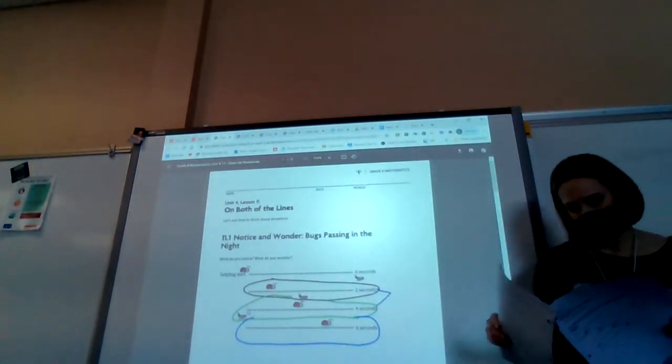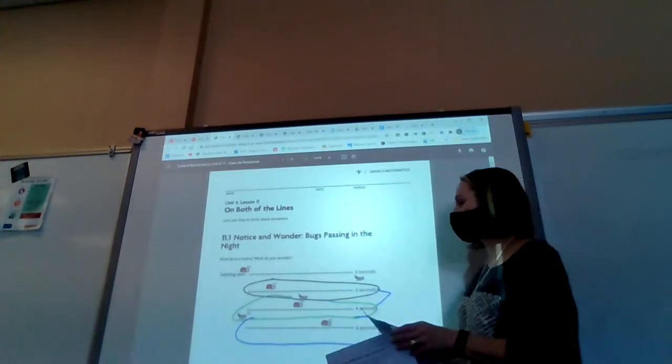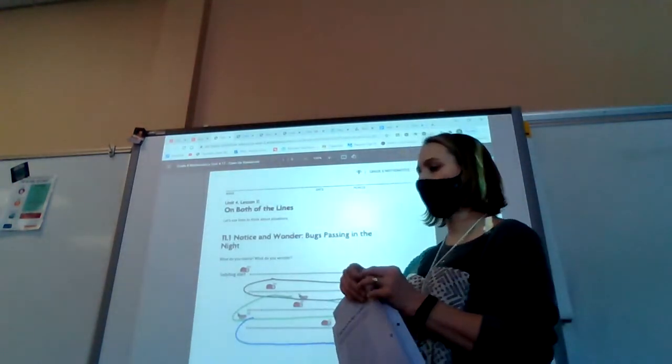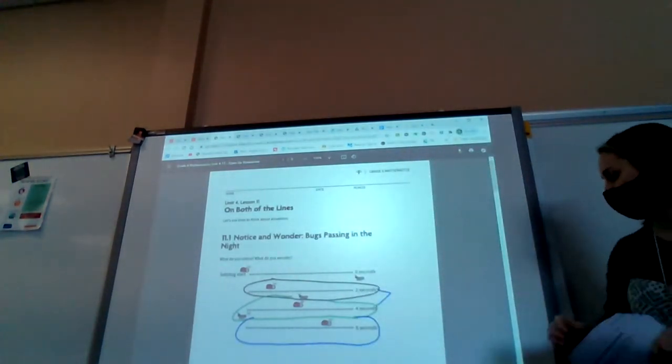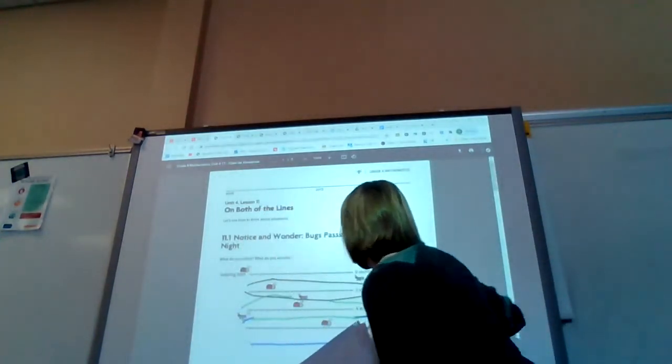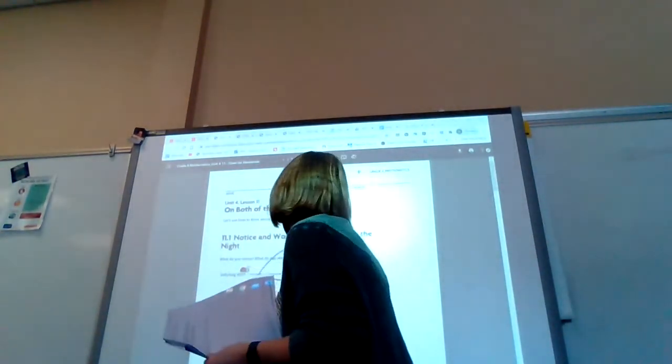Okay, so we're gonna take a look at this idea, but with a graph on the next page. So let's go ahead and go to the next page. We're supposed to write anything down, right? Nope, we're just talking about what we notice and wonder.